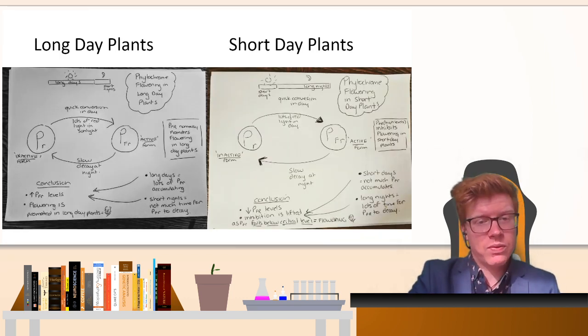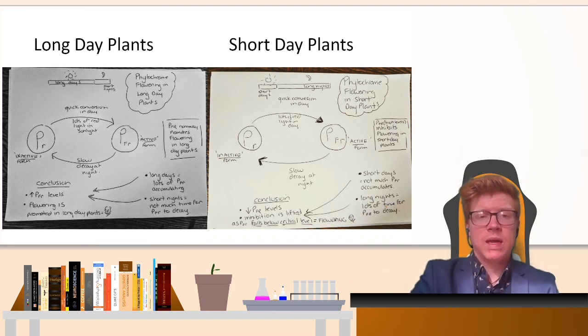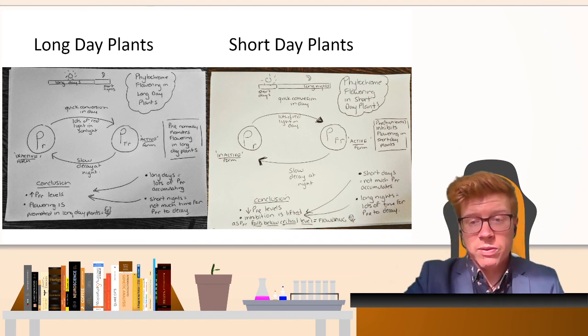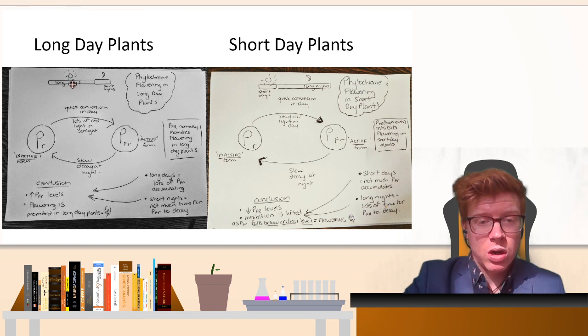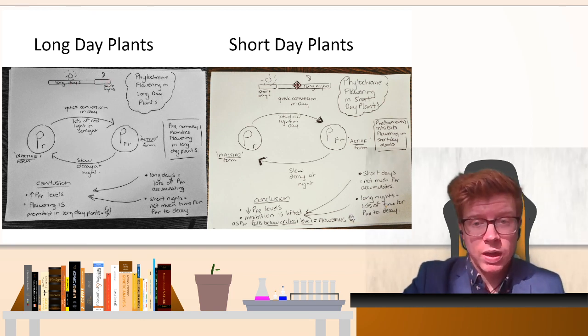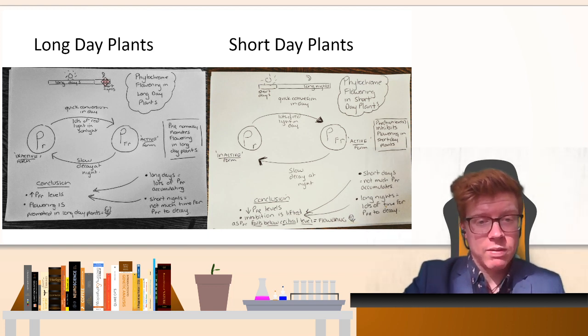If we look at the difference between long and short day plants, Ms. McNair has included some supplementary diagrams to help you refresh your memory. You can see that depending on the length of day, or depending on the shortness of the night, or the length of the night, depending on how we're looking at this, we're looking at day length.